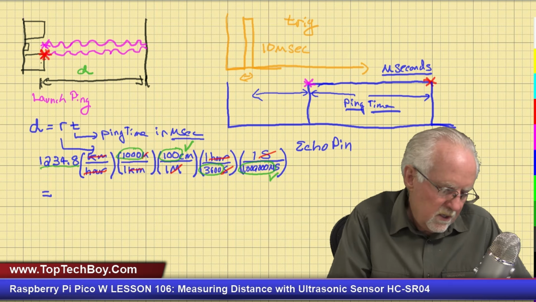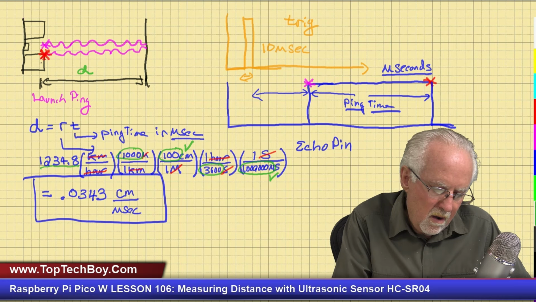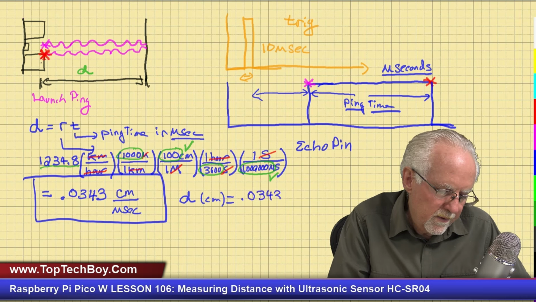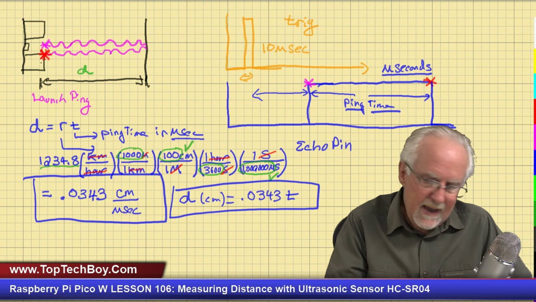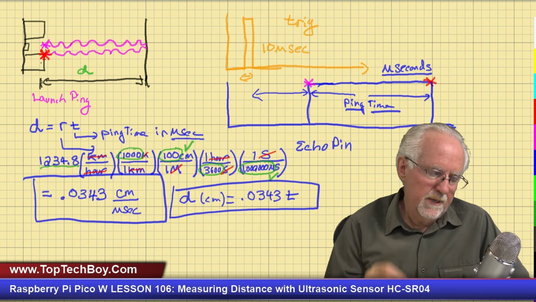And what do you get? You get 0.0343, and we're in units of what? Centimeters per microsecond. Okay, now all I have to do is measure. Now what do I know? I know distance in centimeters is going to be rate, which is 0.0343, times the time. How do I get the time? I measure it with the HC-SR04. Okay, so then I can calculate the distance to a target. Okay, does that make sense? That should be pretty good.